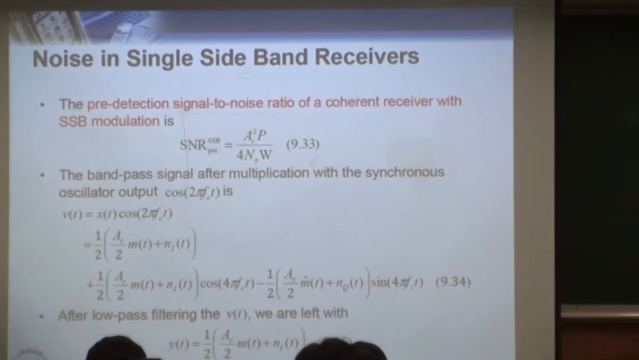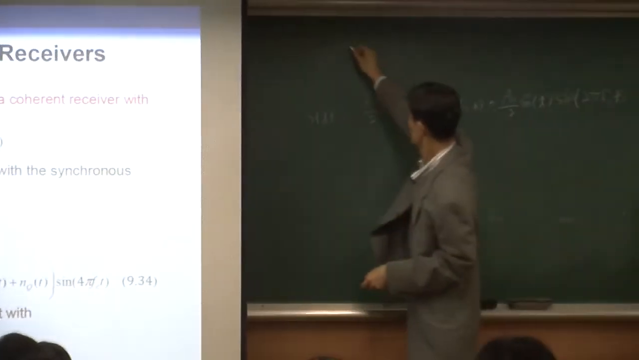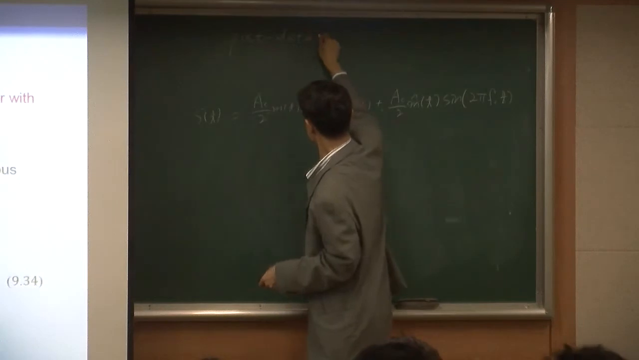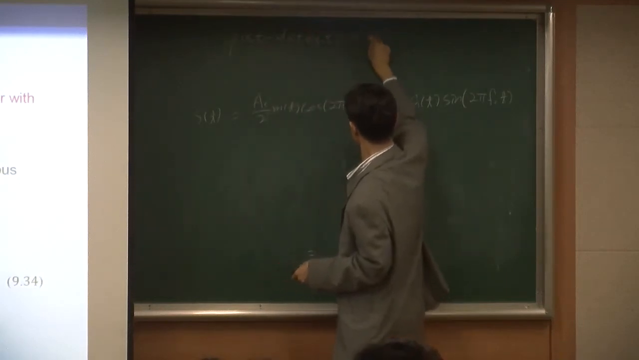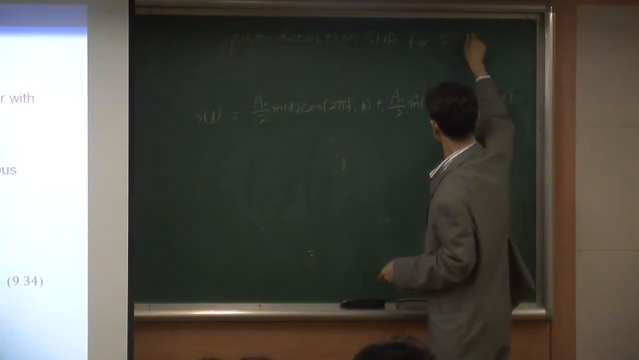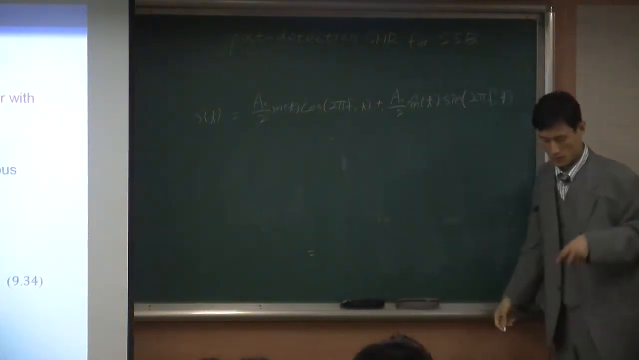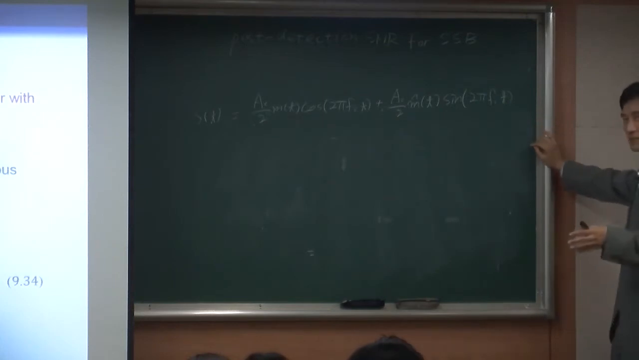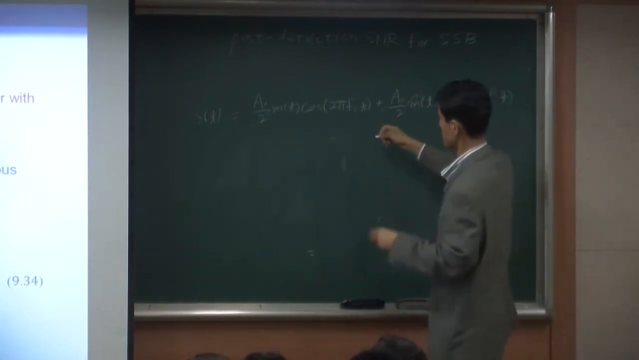Okay, let me do that here. So we are talking about a single sideband right now, and let's calculate the post-detection SNR. Pre-detection SNR is pretty easy to calculate. Okay, pre-detection is pretty easy. Post-detection is a little bit complex. So let's look at post-detection.